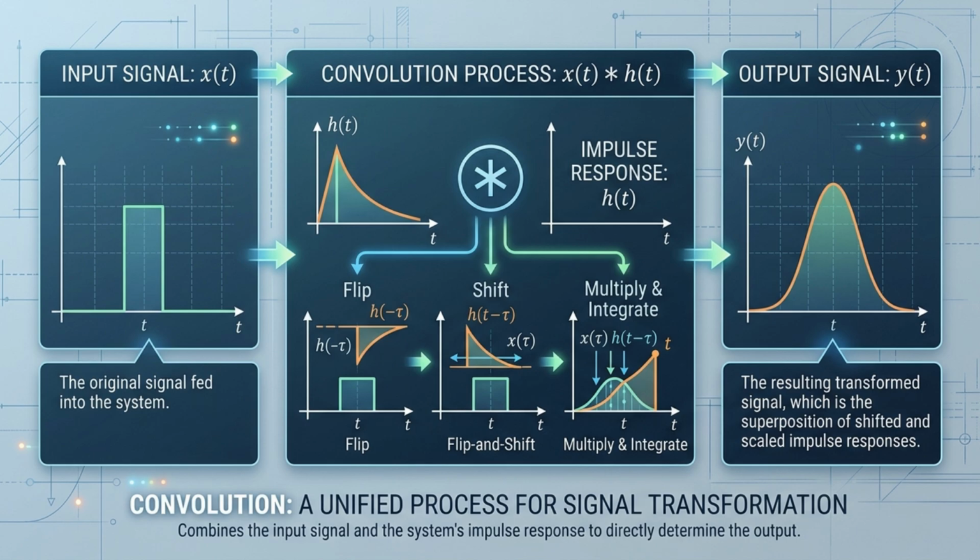Convolution is a mathematical operation that describes how an input signal is transformed by a linear time-invariant system. Instead of treating signals and systems separately, it combines both into a single process that directly produces the output signal. This makes it one of the most important tools in signal processing and RF system analysis.